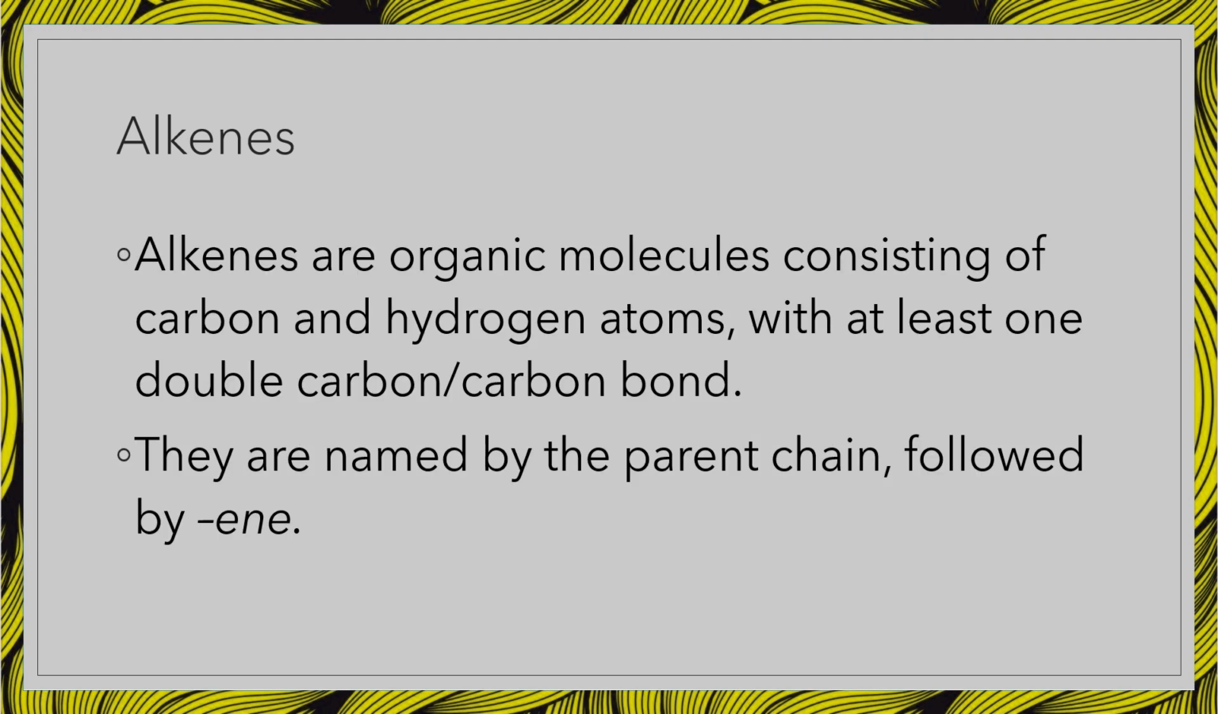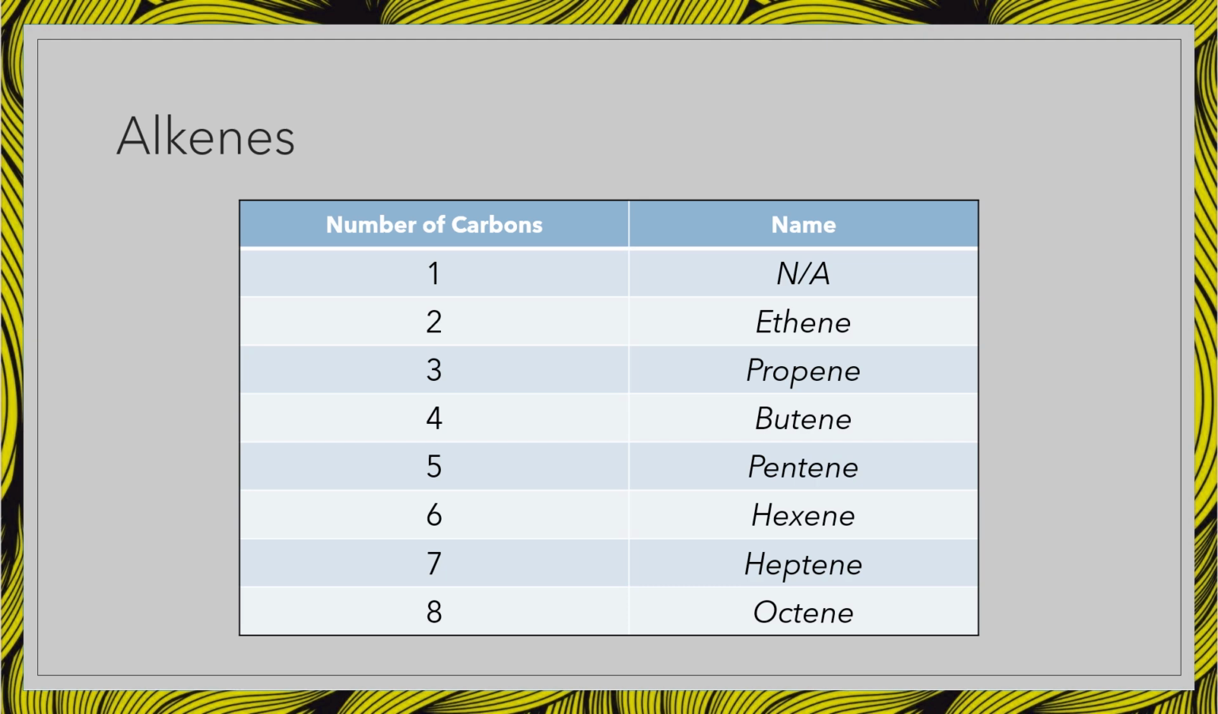Now, alkenes. Alkenes are organic molecules consisting of carbon and hydrogen atoms with at least 1 double carbon-carbon bond. They're named by the parent chain followed by -ene. So there is no methene because we need at least 2 carbons, because we need a double bond between 2 carbons for alkenes. So we start at ethene, we also have propene, butene, pentene, hexene, heptene, octene.